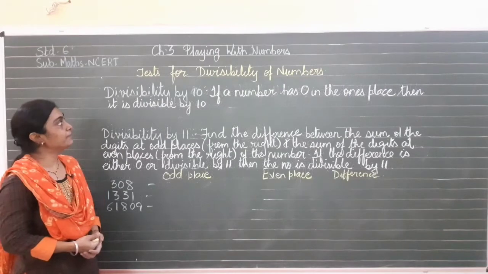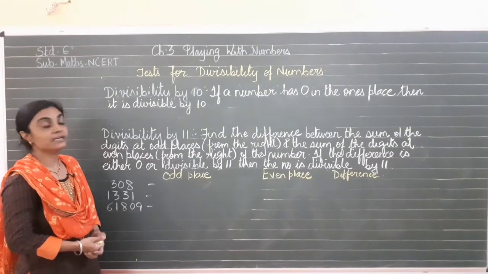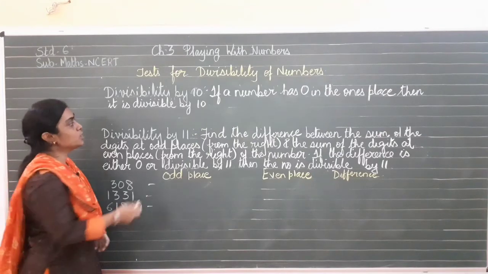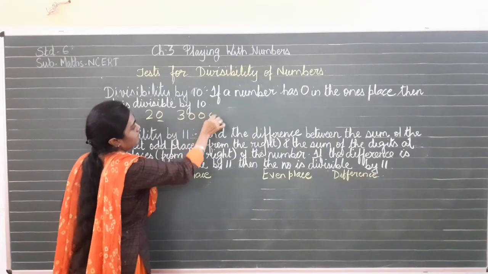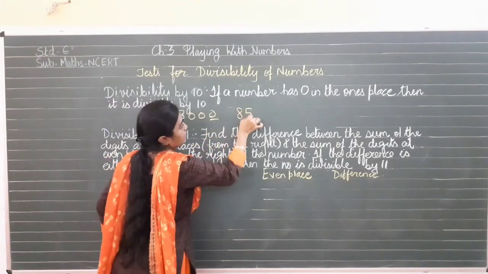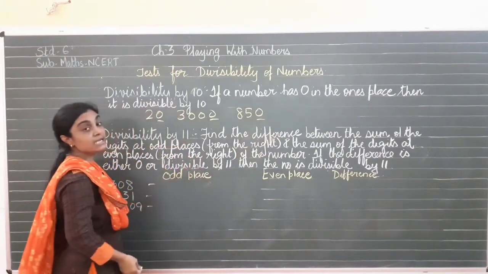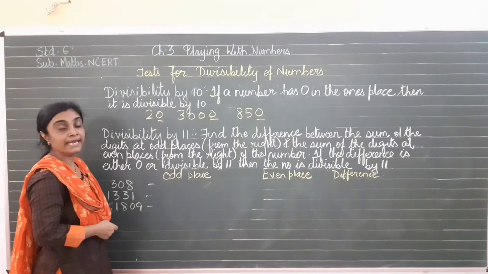Now divisibility by 10. If a number has 0 in the ones place, then that number will be divisible by 10. So at unit place, the number should be 0. It can be any number, 20, 3000, 850. Here the numbers are 0 at their ones place. So these numbers will be divisible by 10.